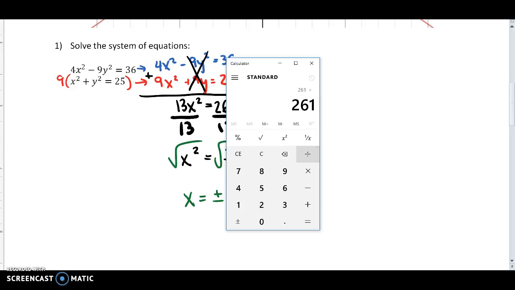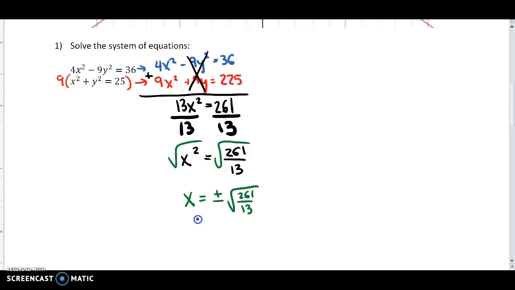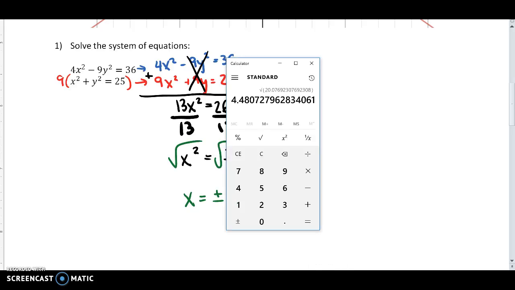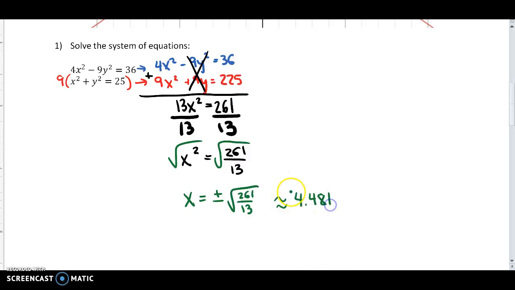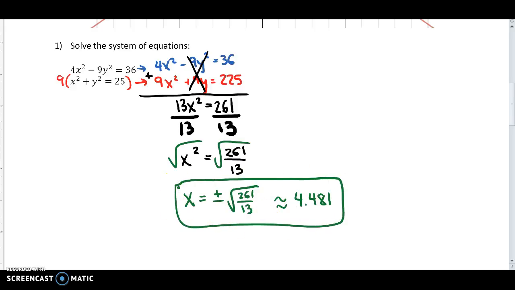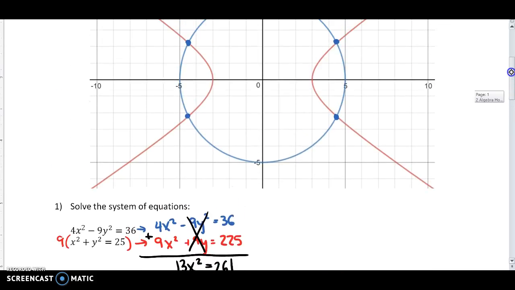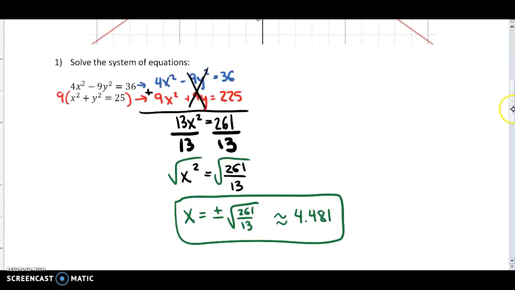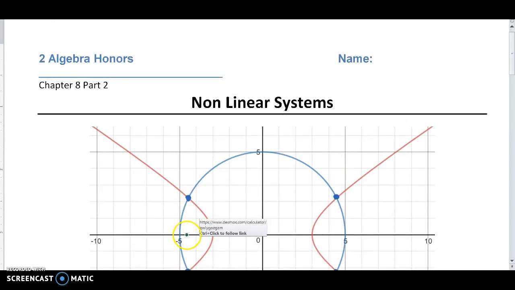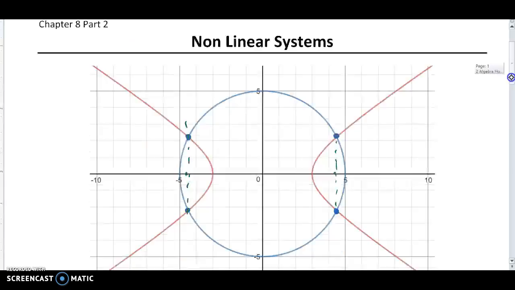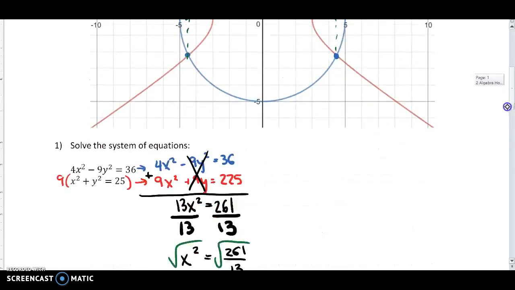So 261 divided by 13 gives me that. I take the square root of that. I get about 4.48. I'm going to give you the exact and the approximate. 4.481, I'll go to 3 decimal places. Okay, so exact is usually better, but I wanted to give you both so you can see that the x value is going to intersect at both positive and negative 4.48. So here's negative 4.481, here's positive 4.481, and you can see that's where the intersections happen. So that's probably why graphing wouldn't be the complete best solution here.